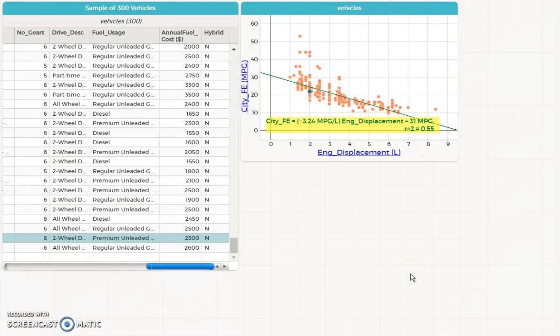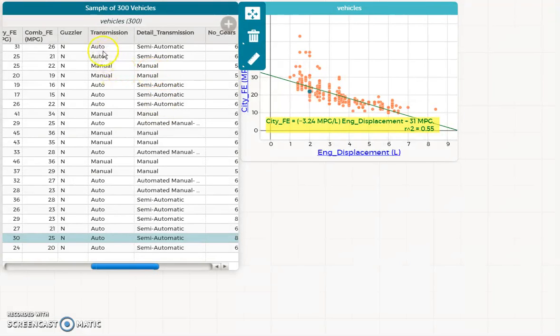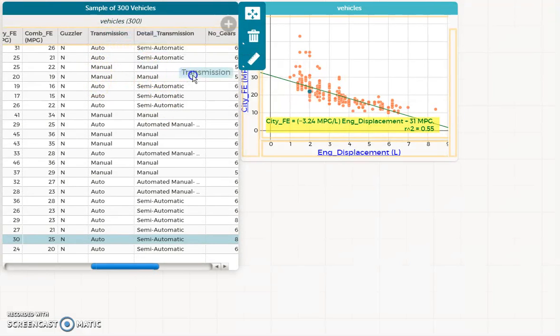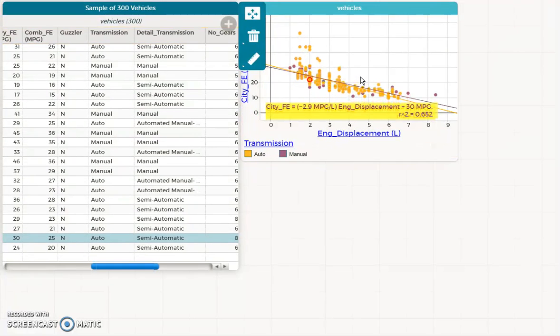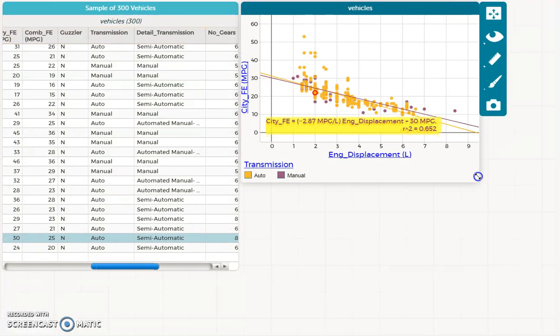Now I want to investigate my data even further. I want to look at if there are any other variables that might impact the relationship. So let's look at transmission out of curiosity. We either have automatic or manual. So we can drag transmission to the middle of our graph and drop it, and it's going to color our points yellow if they're automatic and purple if they're manual transmission. And now we can see we have different lines for automatic and manual transmission, and we can see manual has a slightly less steep slope and automatic has a little steeper slope.